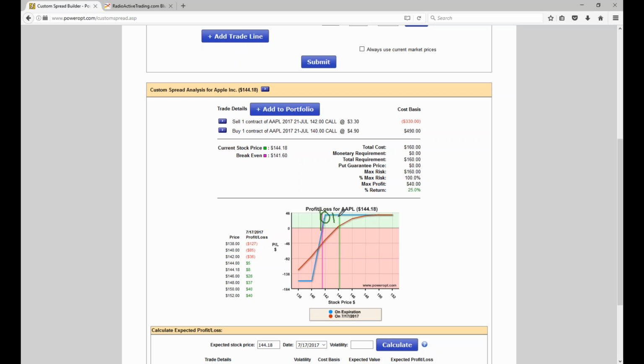But now, what it comes down to is that in the case of being assigned early on the bull call debit, remember this is July 21, 14 days out. So let's say next week, Thursday the 13th. Okay, let's say at that point you get assigned on the short call and the stock's at 145. For whatever reason, you got assigned on Thursday the 13th and now you're short shares of stock at 142.